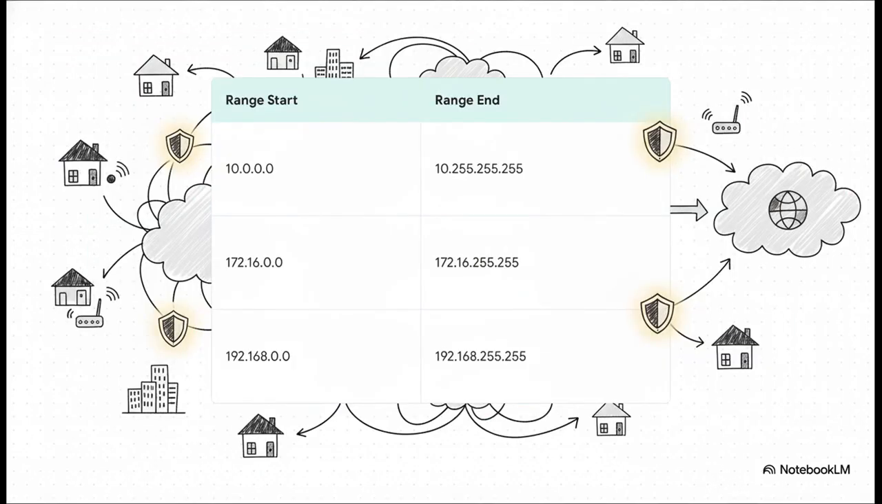And here are the most common ranges for those private internal addresses. I bet you've seen these before. If you've ever poked around in your computer's network settings, you've almost definitely seen an address starting with 192.168 or maybe a 10 dot something. These can be used over and over again in millions of homes and offices because they never ever show up directly on the main public internet.